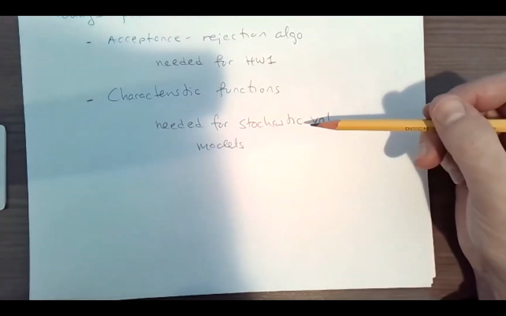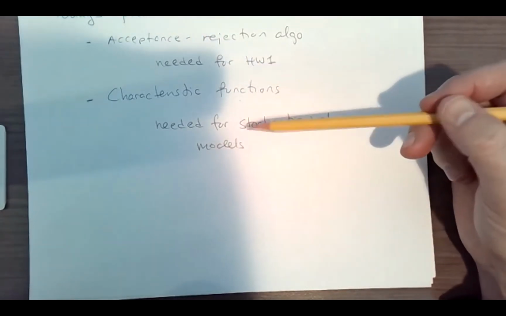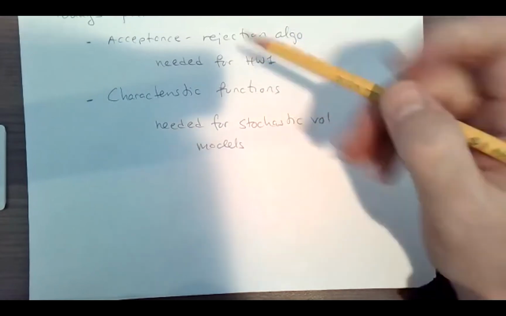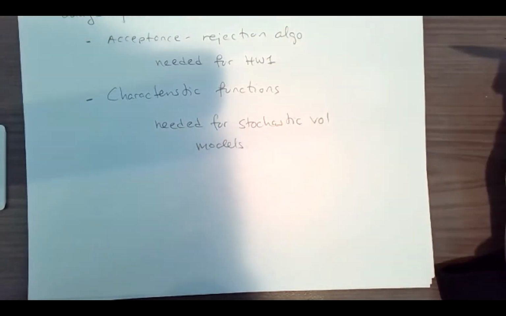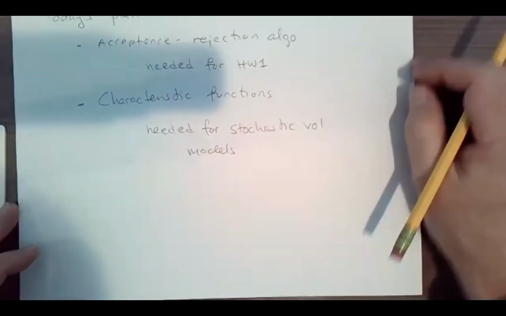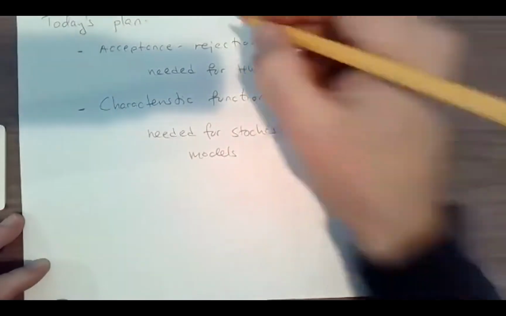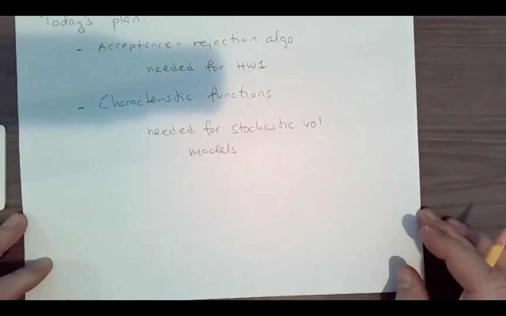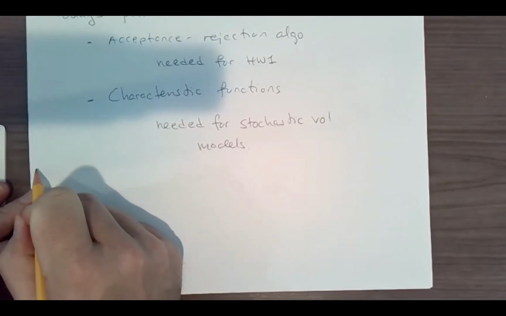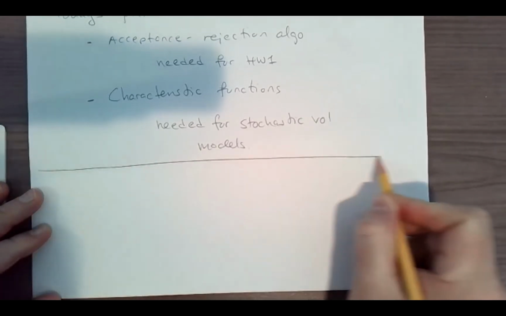So the way we're going to attack stochastic volatility models will be using characteristic functions, and we're going to spend quite some time on characteristic functions, both today as well as next time. But we're going to start out with this rejection algorithm. Okay, and if there are any questions, just please interrupt. Let's see if we can clear it up.